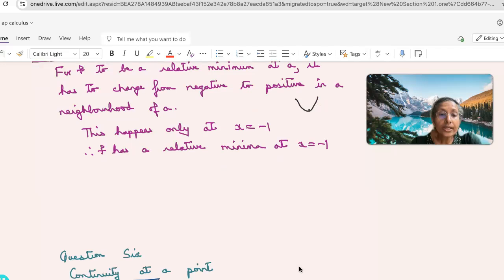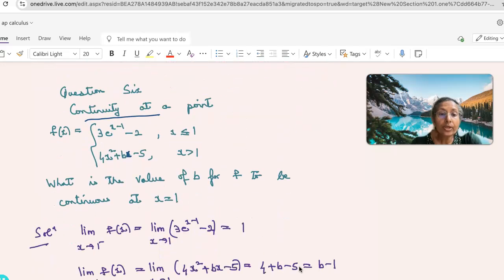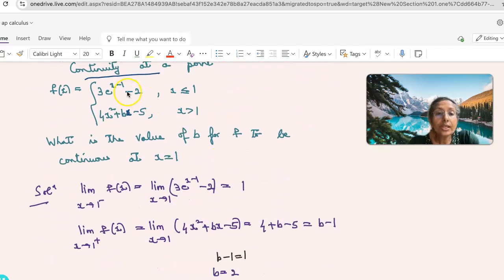Now we go to the next question, that is continuity at a point. If f of x equal to 3 e raised to x minus 1 minus 2 when x less than or equal to 1, equal to 4x squared plus bx minus 5 for x greater than 1, what is the value of b for f to be continuous at x equal to 1?